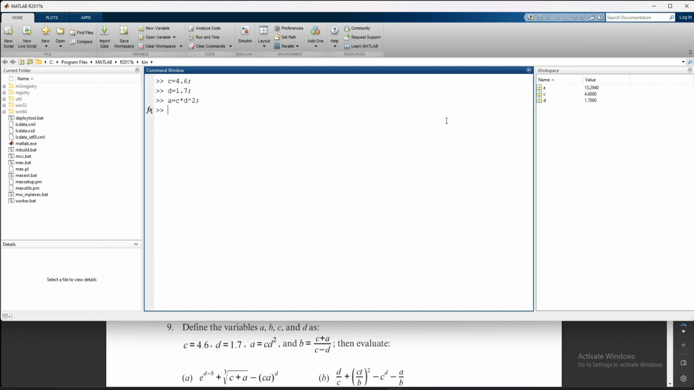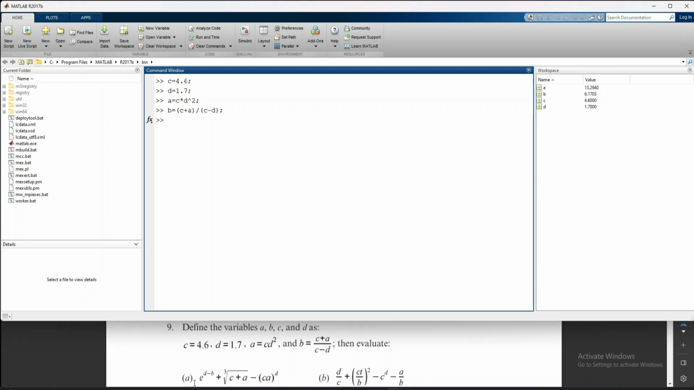Now next is b, and b equals c plus a. For this, first bracket, c plus a, bracket close, divided by c minus d. So again bracket c minus d and bracket close, and semicolon. That's our a, b, c, d. Those are the variables or the constants. Now we are moving to solve the expression.